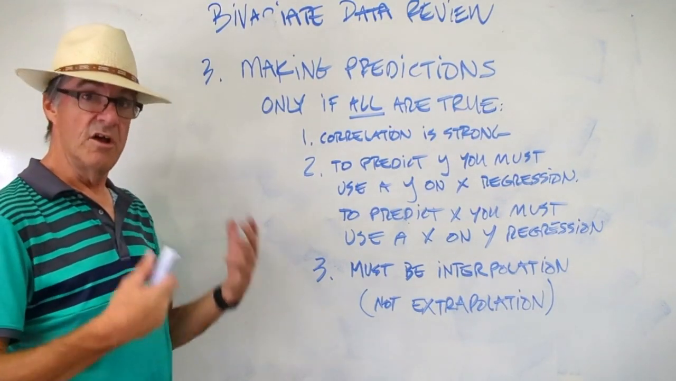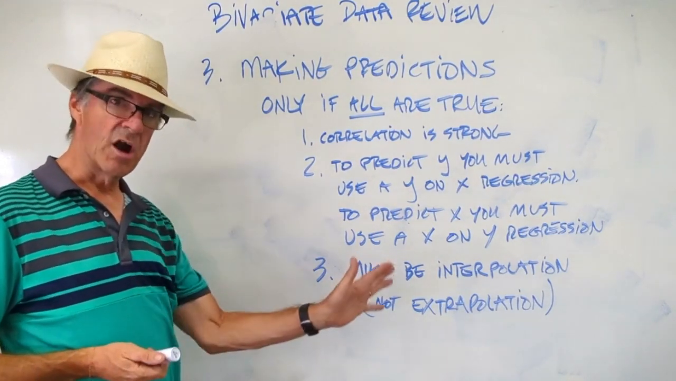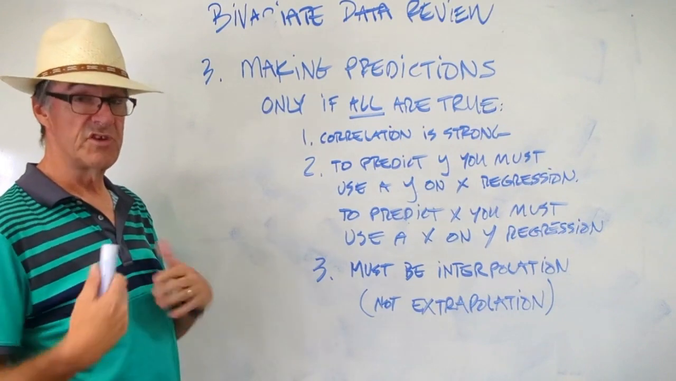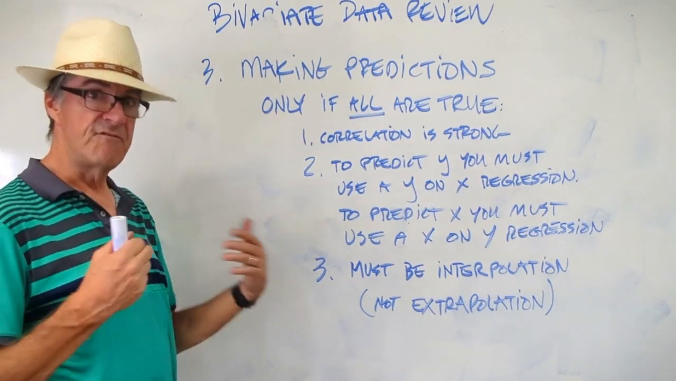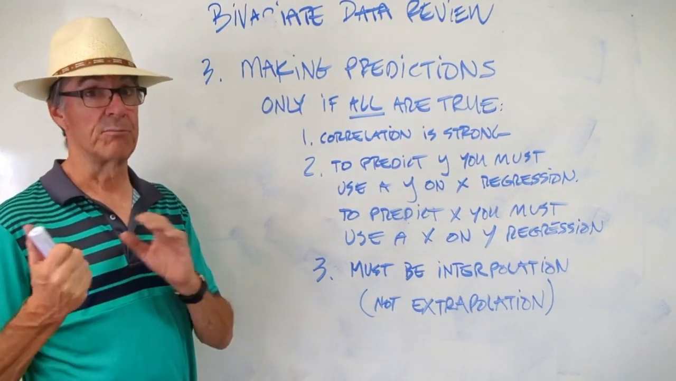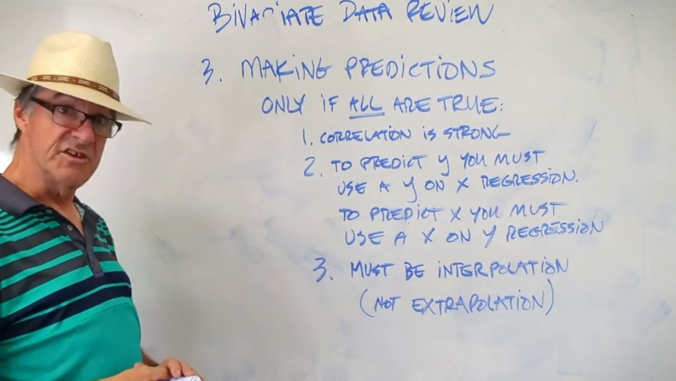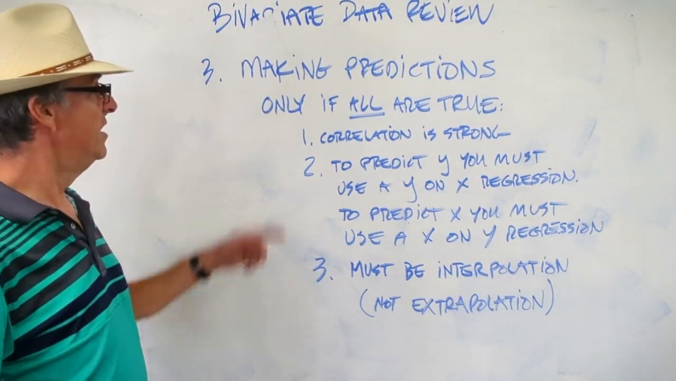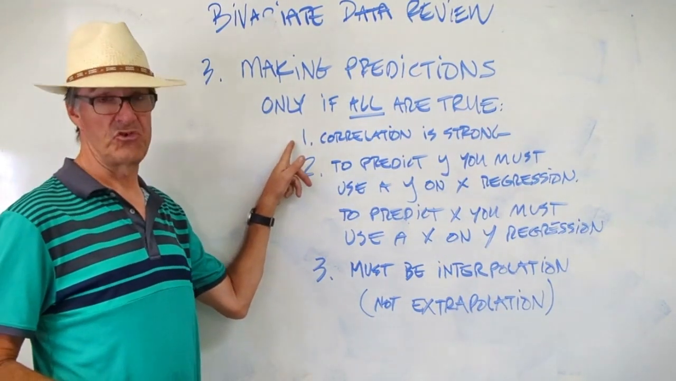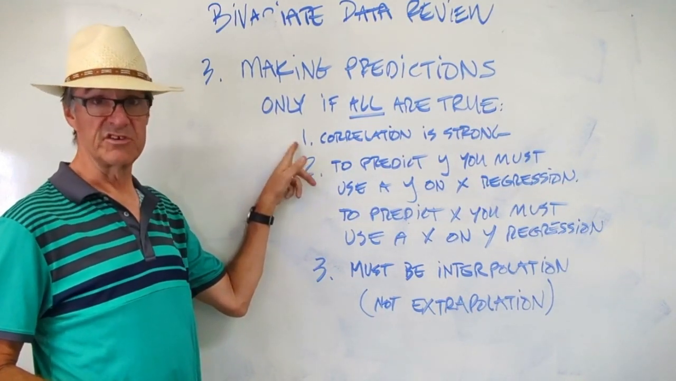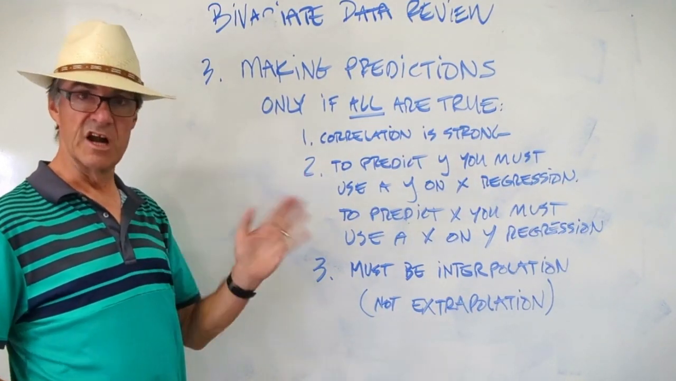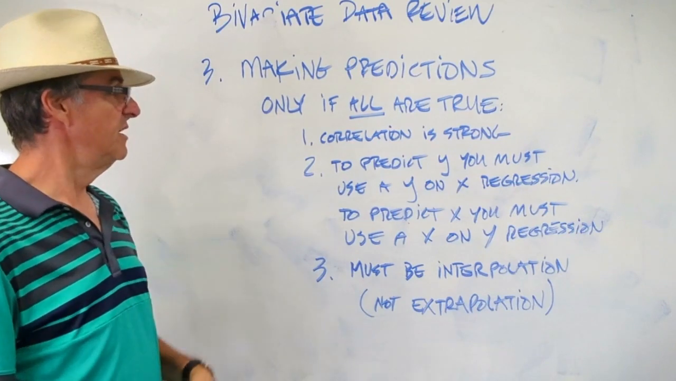Finally, we've done those first two things. Either we made our regression equation manually or we used our calculator to do that. Now the final outcome is that we want to use this to make predictions. And so there's some conditions necessary for us to do that. The first one is we need a strong correlation to make a prediction. No moderates, no weaks, no very weaks. It's got to be a strong correlation.